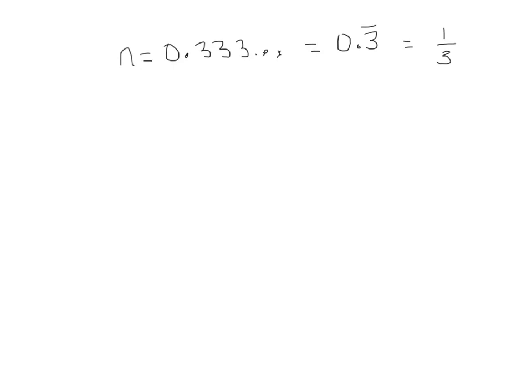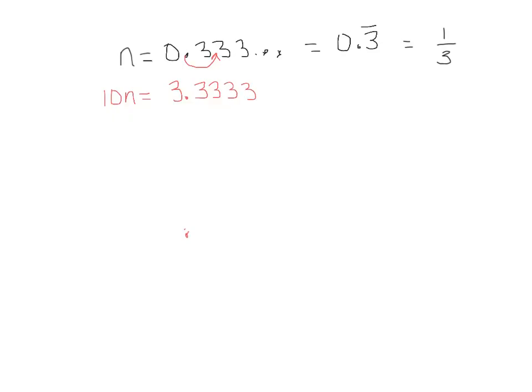That is, I want to multiply n by something so I can start thinking about how I might eliminate my decimals. So for example, what if I multiplied n by 10? If I multiply my decimal by 10, it moves the decimal one place to the right. So I'm going to be left with 3.333 repeating.